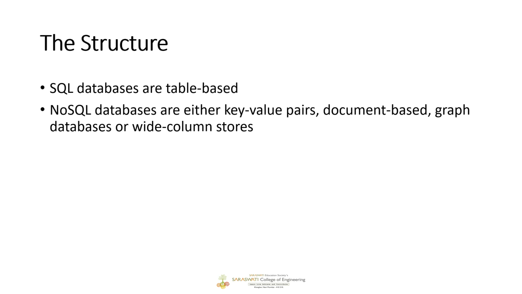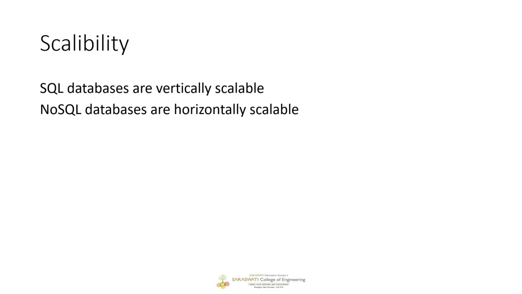Structure. SQL, as we all know, follows the simple table, row and column structure. While NoSQL databases can be classified into four types: key-value pair, document based, graph based databases, or wide column stores.